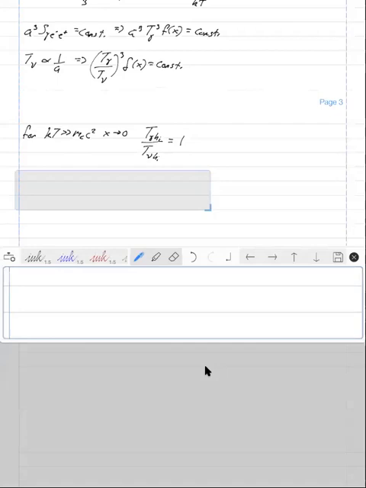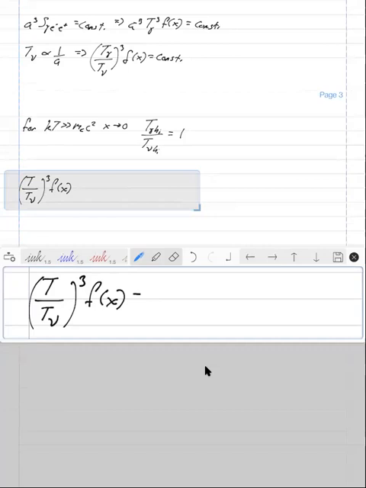All right, so the temperature at some later time, some cooler time, divided by the temperature of the neutrinos cubed times f of x is equal to the temperature in the high temperature limit divided by the temperature in the high temperature limit of the neutrinos times F. And this time we're evaluating F at the high temperature limit, which we said was X is going to zero. And we see that the T high divided by T high neutrino is equal to one. So this is equal to F of zero.